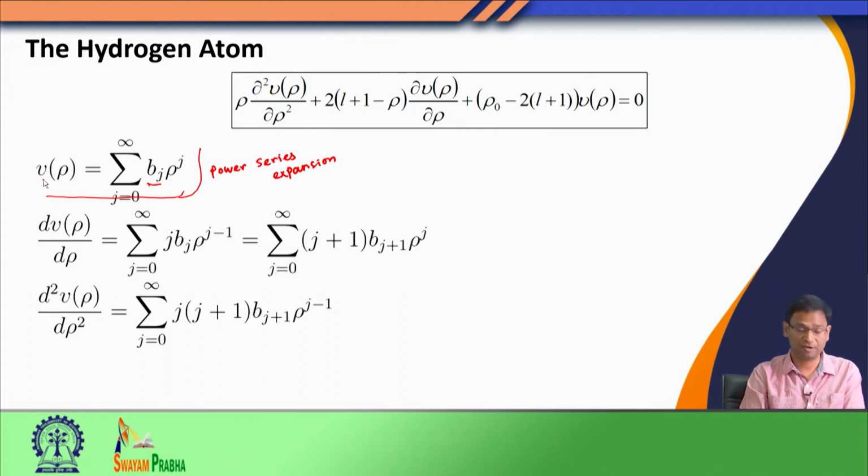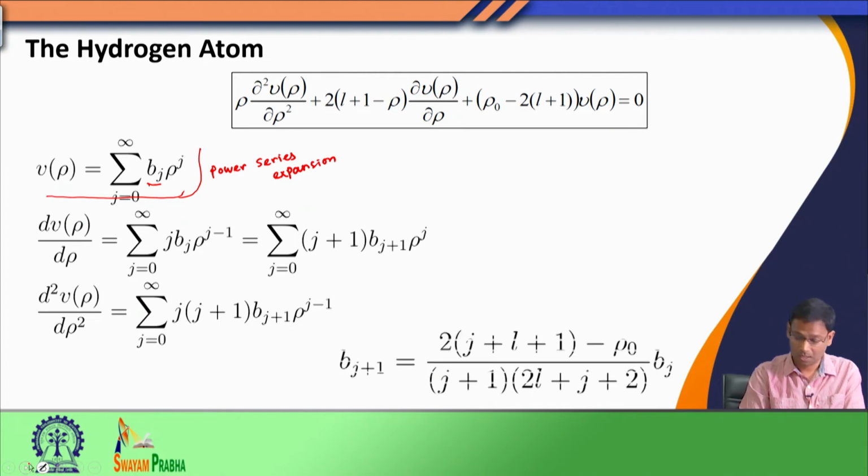Once we have defined v of rho, we have also defined the first derivative and the second derivative. You see, we obtained this because our differential equation has a second order term, a first order term, and a v of rho term. Now, we can use these terms in this equation. When we do this, the outcome of this exercise is this, where we are able to express B for j plus 1 in terms of B j.